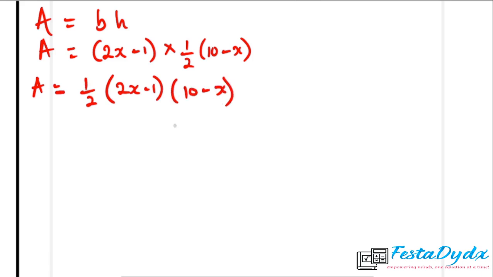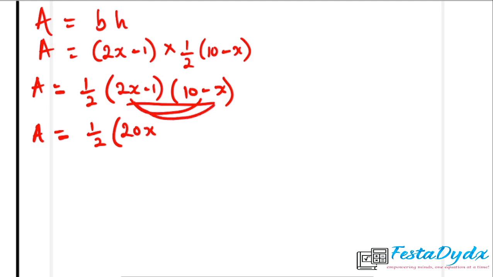So we have to multiply all this. Before we can work with the 1 over 2, the half, let us clear this bracket. So we'll have A equal to 1 over 2 bracket 2x times 10 gives us 20x. 2x times minus x gives us minus 2x squared. And then we'll have minus 1 times 10, minus 10. Then minus 1 times minus x is plus x.